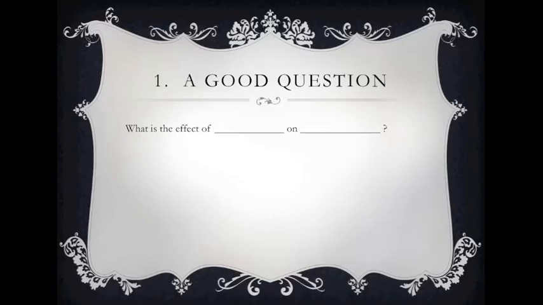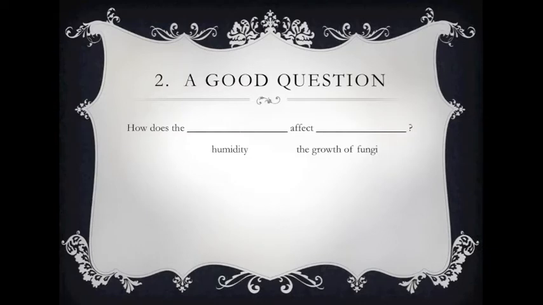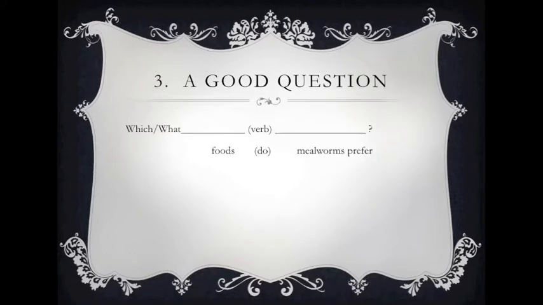This format is what is the effect of something on something else, and all you have to do is determine what you want to study and fill in the blanks. For example, what is the effect of eye color on pupil dilation? You'd be measuring pupil dilation. Or how does the humidity affect the growth of fungi? You would be studying the growth of fungi. Finally, which foods do mealworms prefer? You would be offering mealworms different foods and measuring.